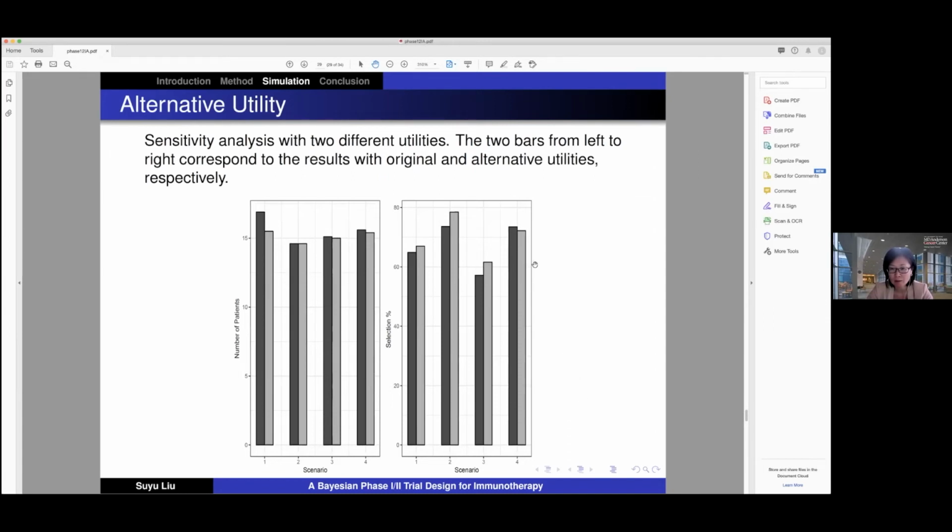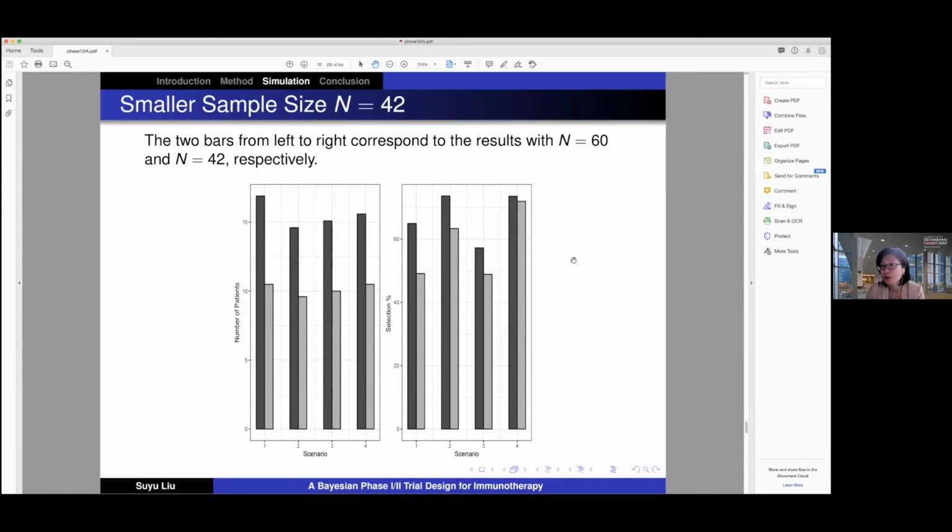And when we specify a much higher score for those scenarios with toxicity equal to yes, we still achieve a correct selection probability in all four scenarios greater than 60%. Also, we tried reducing the sample size to see how much the design suffers from a smaller sample size. Here, the dark bar represents sample size 60, and the gray bar represents sample size 42.